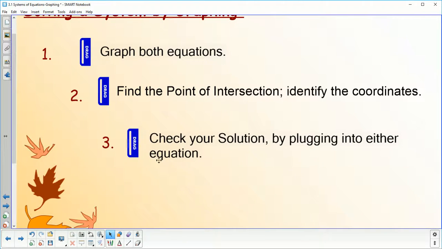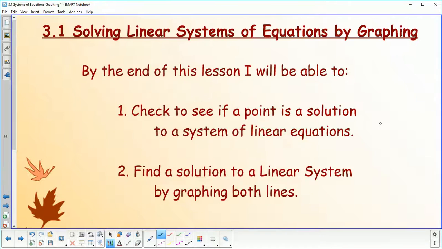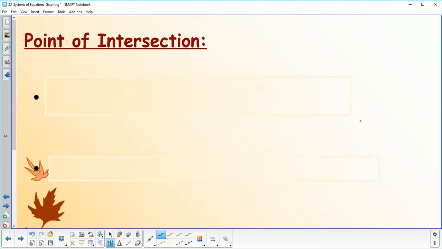And finally, as always, it is smart to check your solution by plugging it in. Really, we probably want to have both equations here. That's probably a better idea. We want to make sure it works in both equations. And so that would be, here we go.